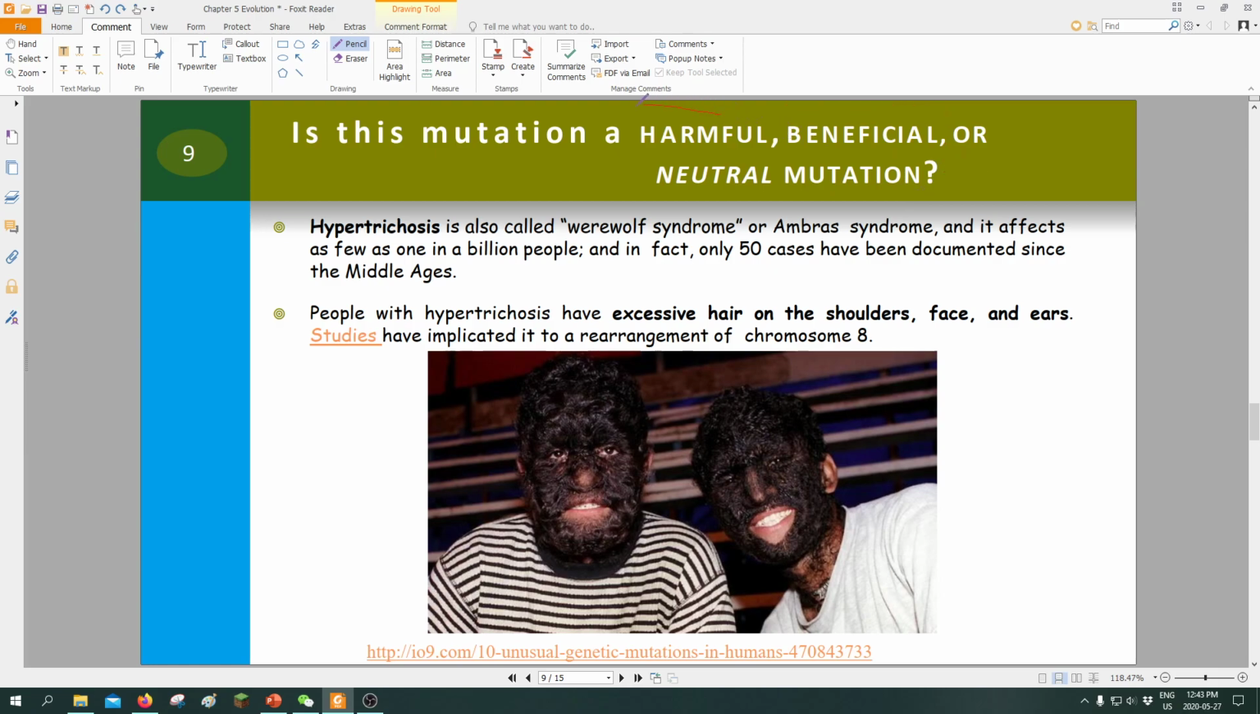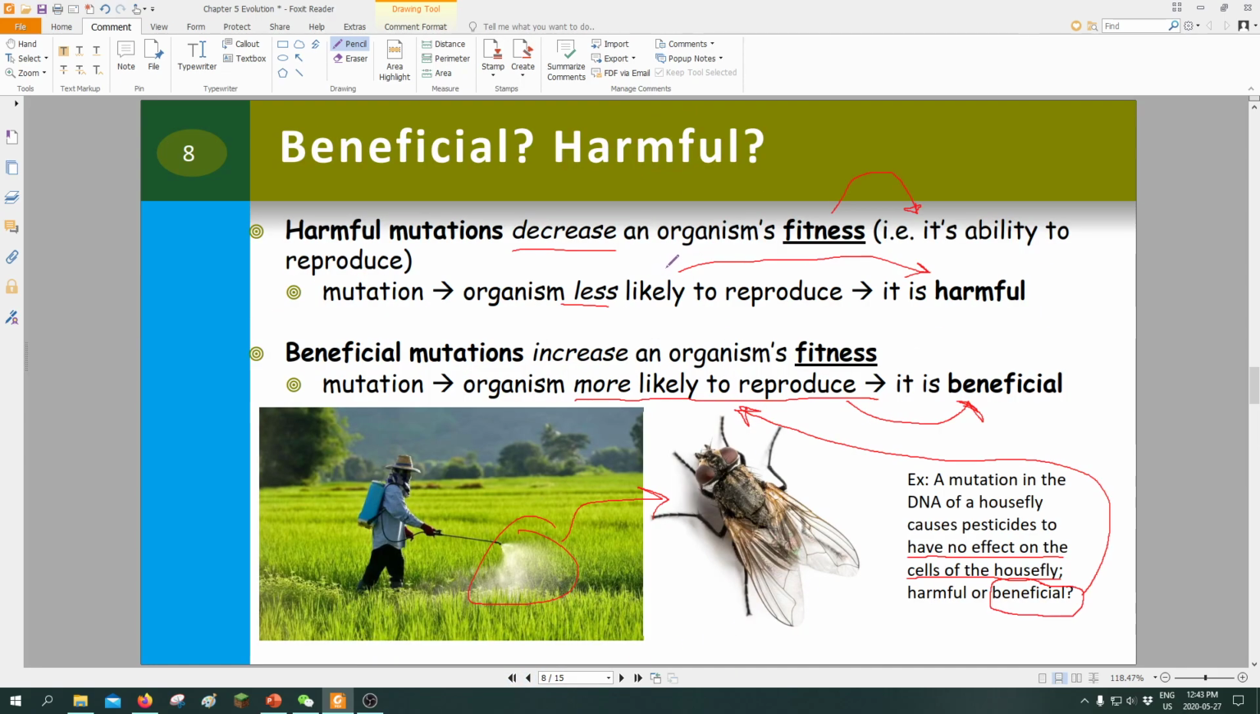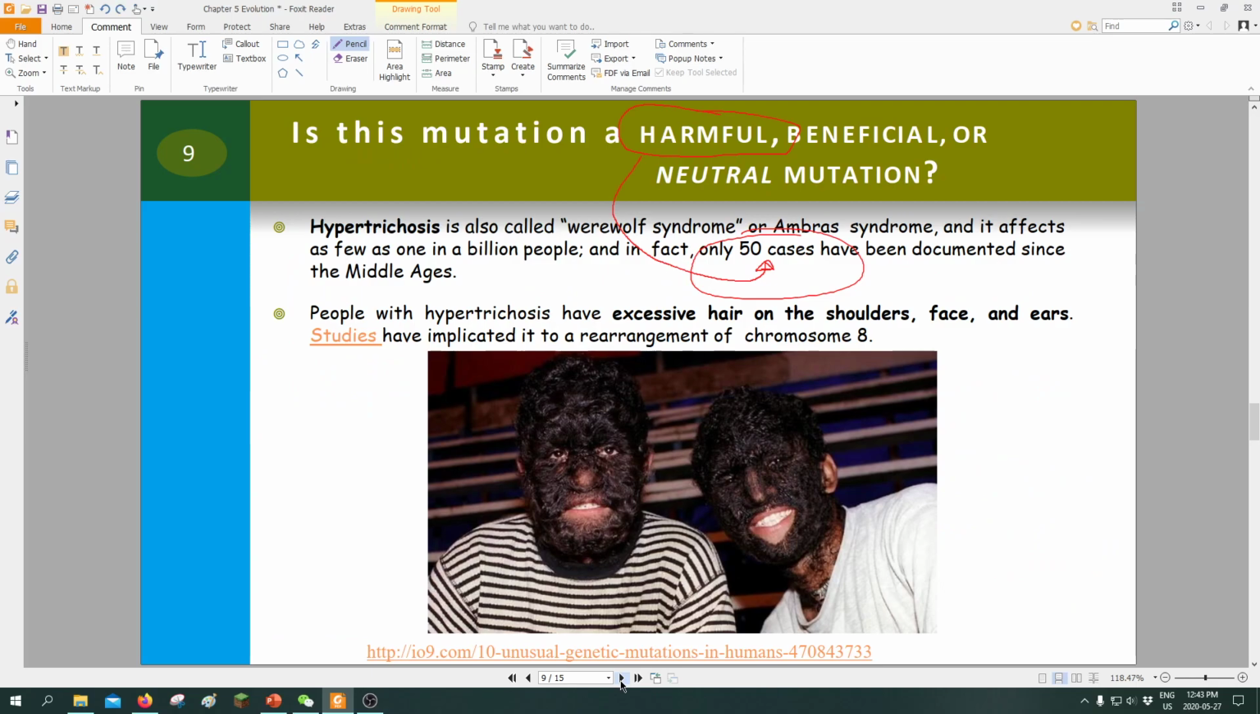Now, is it harmful though? Possibly, because if it's harmful, it might affect this organism's ability to reproduce. And only 50 cases have been documented since the Middle Ages. If it affects the organism's ability to reproduce, and our evidence is the few number of cases in the human population since a long time ago, okay, what do we say? It's less likely to reproduce, and it is harmful. Sorry, bud. But it is a harmful mutation, so that's unfortunate.